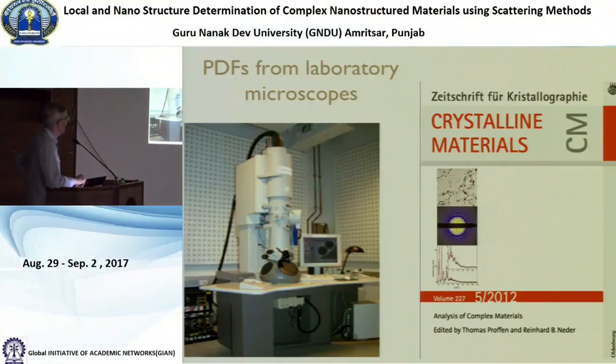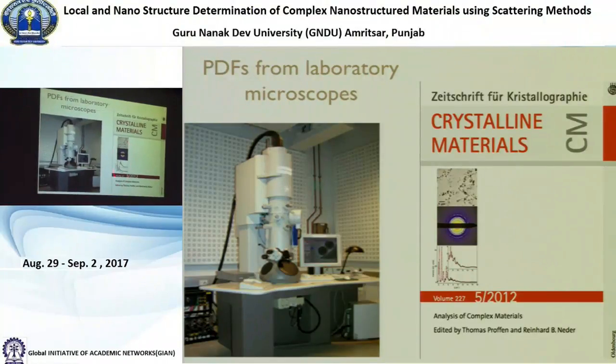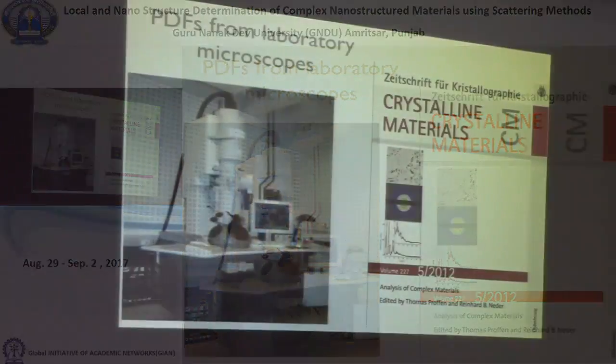There are some tricks here about sample preparation and doing the calibrations, and I don't really want to go into too much detail here, but if you have access to an electron microscope, this is a possibility for collecting data.